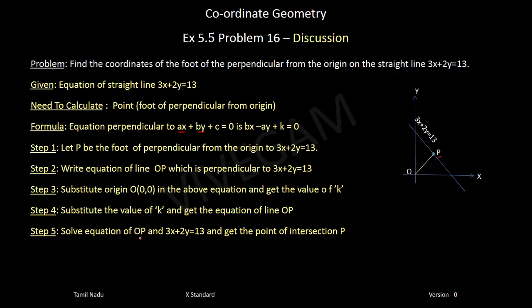Then solve the equation now. Here what they mean to say is that by substituting, you will be able to get the value of k. Then substitute the value of k in this equation. So in step 3, we will get one equation, and in step 2, you will get an equation which is perpendicular to 3x plus 2y plus k. There you substitute this value of k and get the equation of the perpendicular line, that is the equation of OP. Now solve OP and this equation to get the point of intersection.